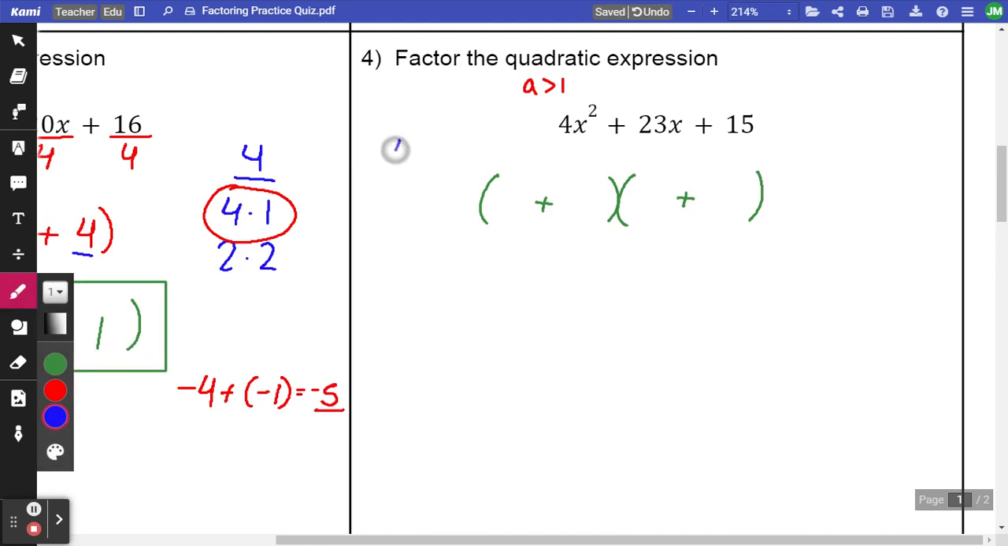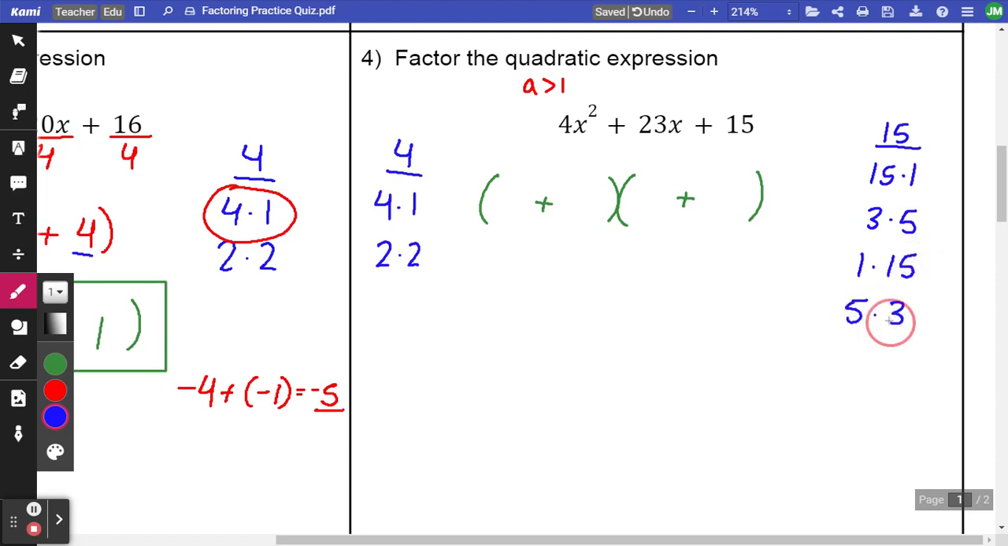Alright, if we take a look at the factors of 4 for a, those include 4 times 1 and 2 times 2. So potentially we could have two scenarios involving a. And if we look at the factors of 15, those include 15 times 1 and 3 times 5. Alright, and potentially we can also have the placement, so 1 times 15 and 5 times 3.